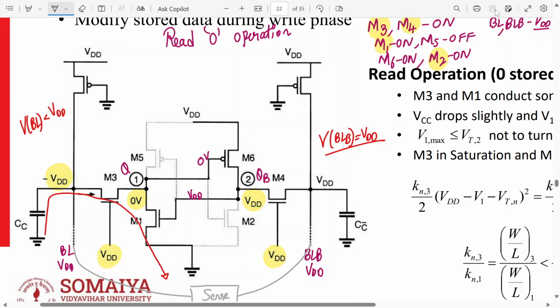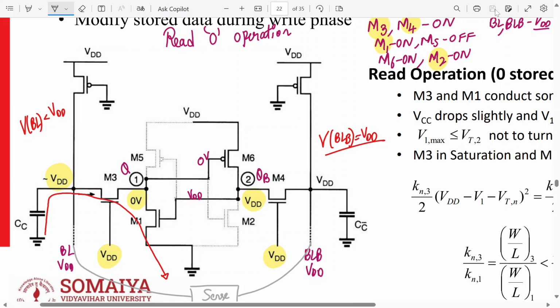Capacitor will discharge slowly. So what will happen is, see here. This voltage node is 0 volt right now, yes or no? If M3 is stronger, the discharge will be slow, so some charges may get accumulated at node Q. That means the voltage at node Q might rise.